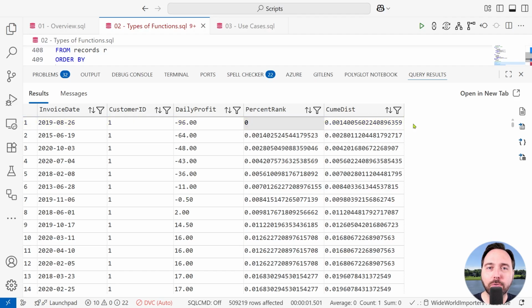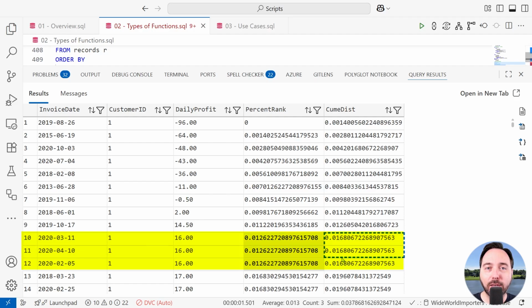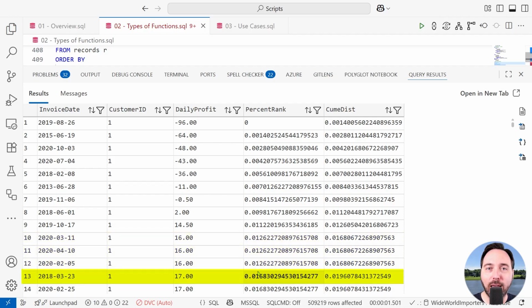Now, in looking at the first several records, you might be saying to yourself, hey, it looks like cumulative distribution is just the lead of percent rank. That's not quite true for two reasons. The first reason, as we can see on line 10, is that it doesn't quite hold up. Notice how there are 3 records with a value of $16. Both percent rank and cumulative distribution have the same numeric value for those 3 records. But then the value of cumulative distribution is 0.016867. And by contrast, the percent rank on line 13 is 0.1683. That's very close, but it is slightly different.